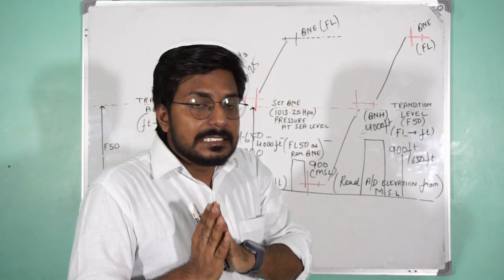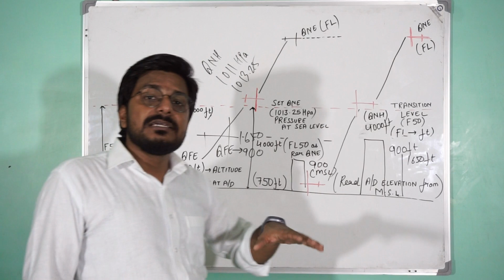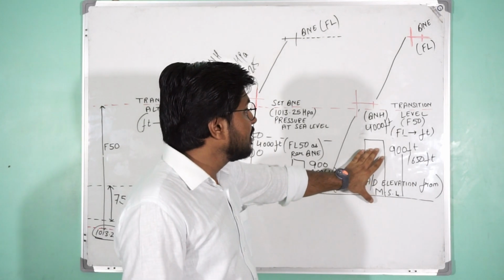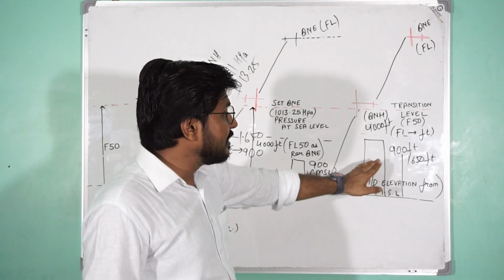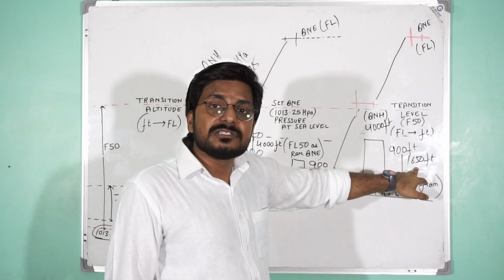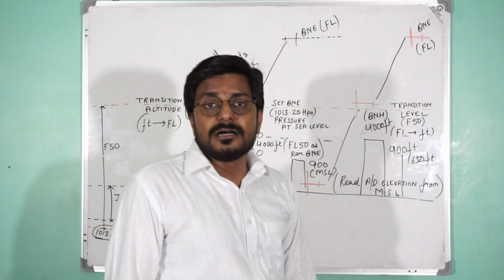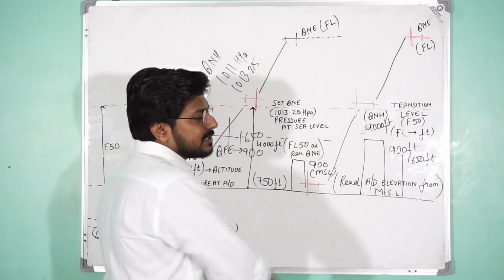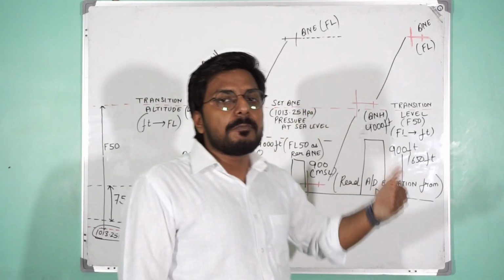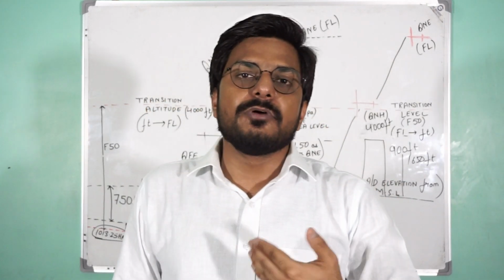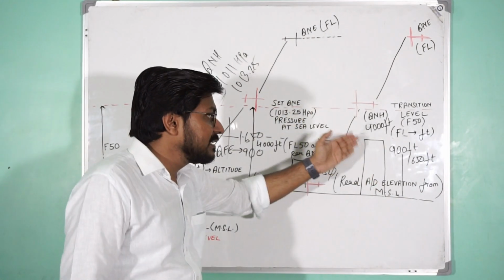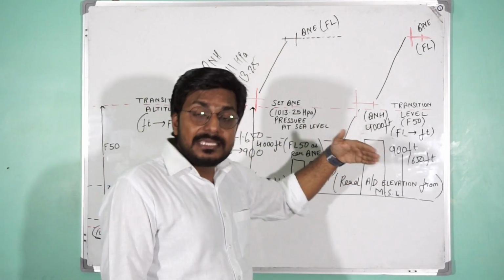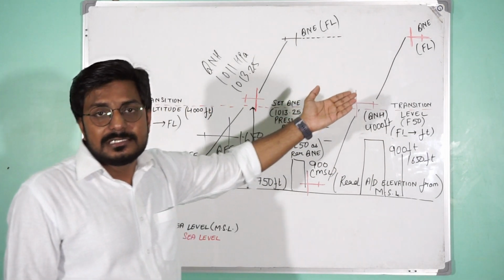So only QNH gives you the aircraft height from the mean sea level, and the same mean sea level information is given in the terrain database, which is 1650 feet from the mean sea level. It says that this terrain is there. So if we set QNH, you will get a proper warning if you are going near 1650, or going towards this terrain. Whereas it will not give any warning if you are above this terrain.